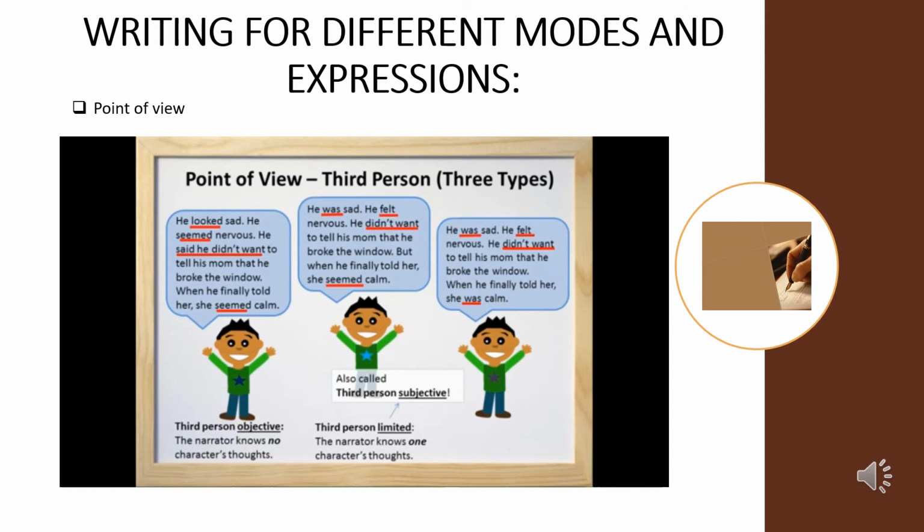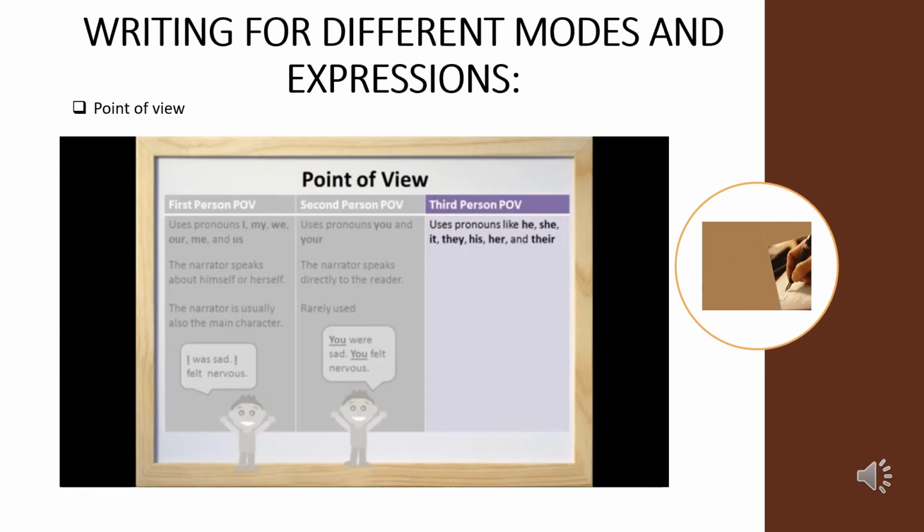Finally, our third narrator knows the thoughts of all characters, in this case both the boy and the mom. This is called third-person omniscient point of view. In this point of view, the narrator knows all characters' thoughts and opinions. Let's put this information into the table.